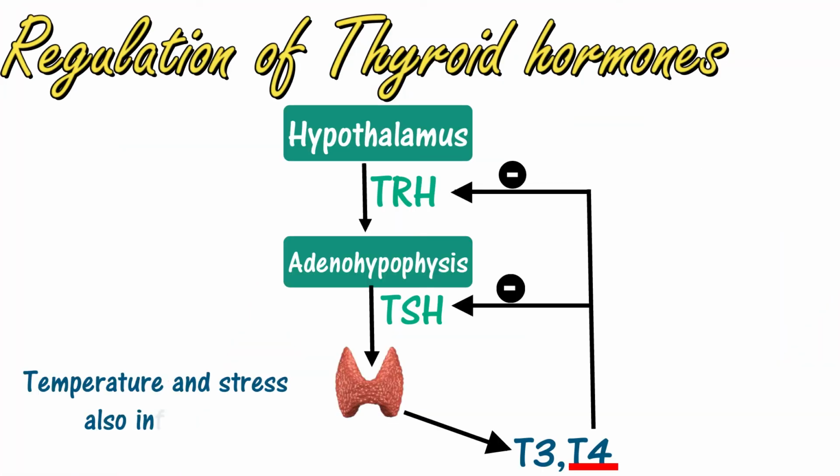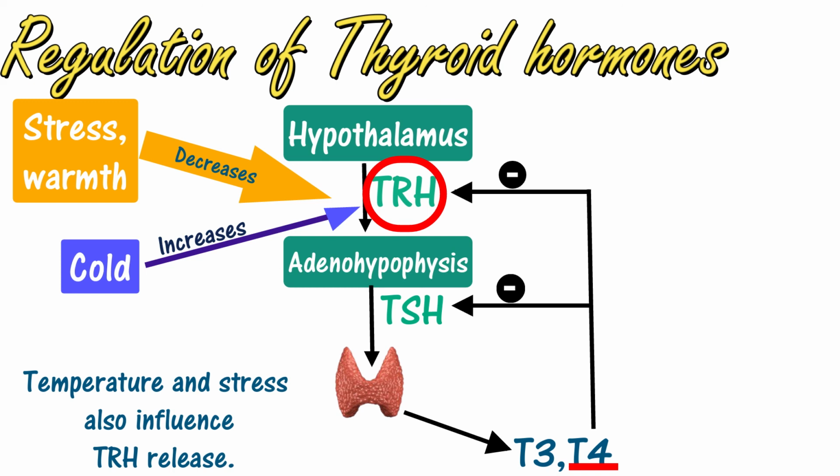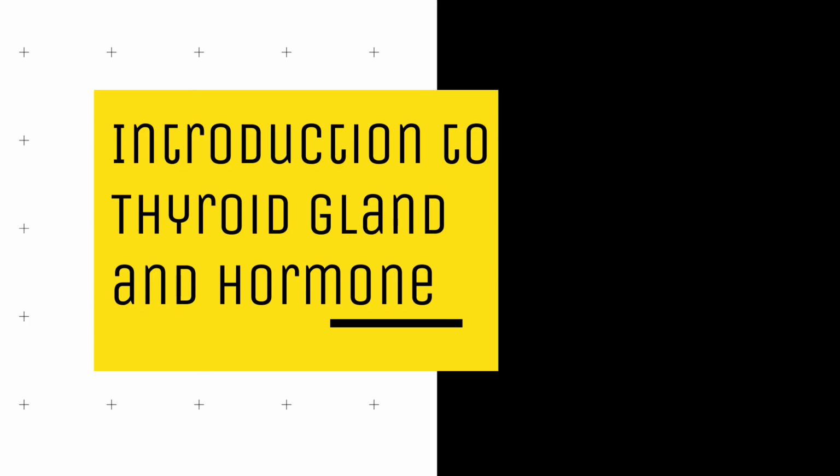Temperature and stress also influence the thyrotropin releasing hormone release. The stress and warmth decrease TRH release, whereas cold increases it. Remember, it's thyrotropin releasing hormone, not the thyroid stimulating hormone, which is influenced by temperature and stress. This sums up the introductory part of the thyroid gland and thyroid hormone.